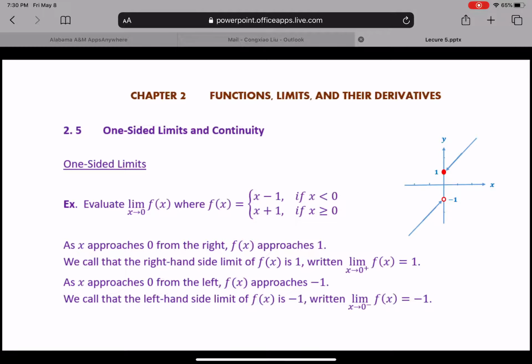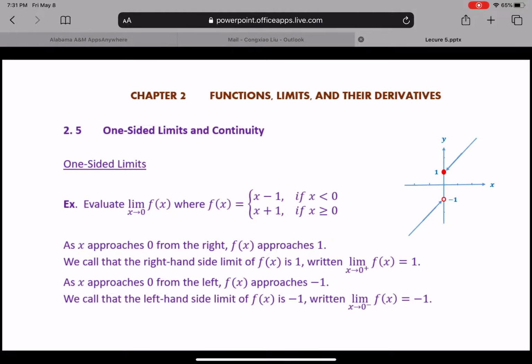So if you draw the lines or arrows on each piece, when you try to find the limit of the function as x approaches 0, then you see they approach different values from the two sides. And we have different one-sided limits in this case. For example, as x approaches 0 from the right, f(x) approaches 1. So we call that the right-hand side limit.